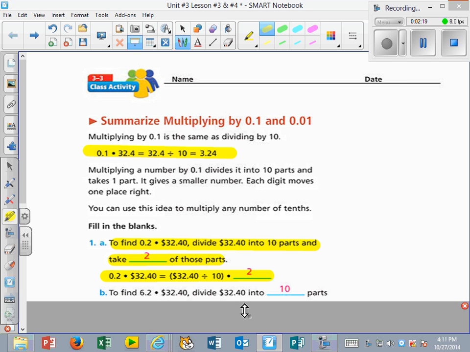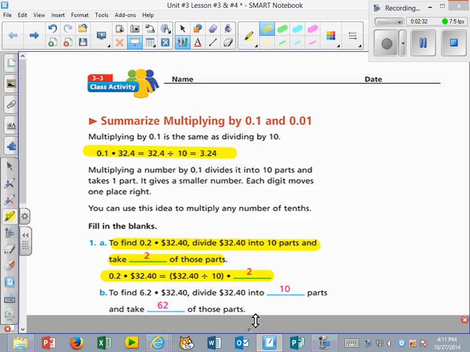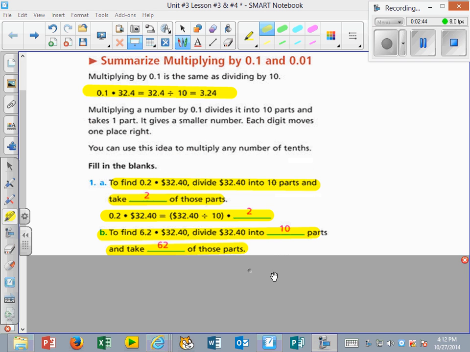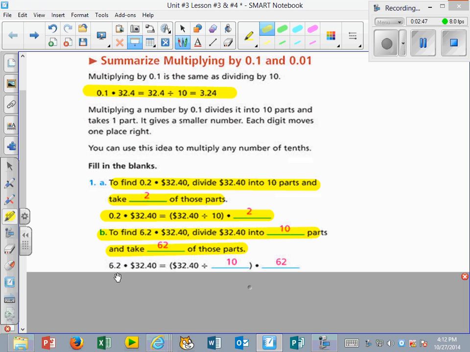And then it goes on to say to find 6.2 times $32.40, divide $32.40 into 10 parts. So now you have 6.2, and now you're dividing that into 10 parts. And now it takes 62 of these parts from the 6.2. So copy 1a and 1b down as your example. To finish it out, 6.2 times $32.40 is the same as $32.40 divided by 10 times now 62.